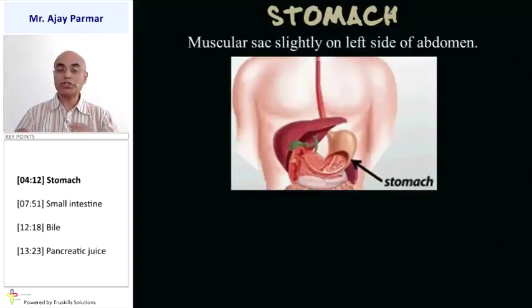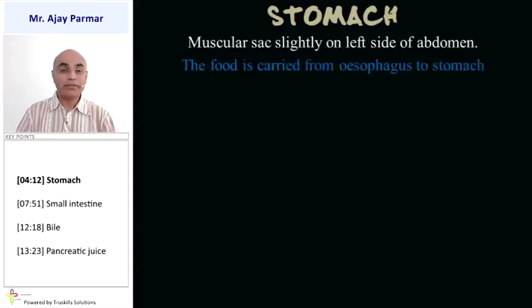Stomach, it's a muscular bag slightly on the left side of the abdomen. If someone asks you where the stomach is, generally we show it somewhere over here. It's not correct. It should be slightly on the left-hand side, and that is a muscular bag. The food which is carried from the pharynx enters into the stomach through the esophagus.